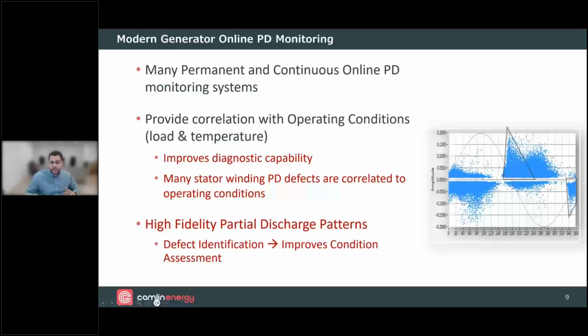Okay. And if we're limited in the ability to visualize this pattern and we're limited in the ability to compare, just with the traditional metrics like the magnitude or the ratio of positive to negative magnitude pulses, we're going to have less ability to discern the presence of this defect, right? So it's through correlations, identifying anomalies in the data, through trending and correlating the information, and also the high fidelity that we get with modern acquisition systems to visualize the PD patterns that enable better detection of defects and also improve our ability to assess the condition.